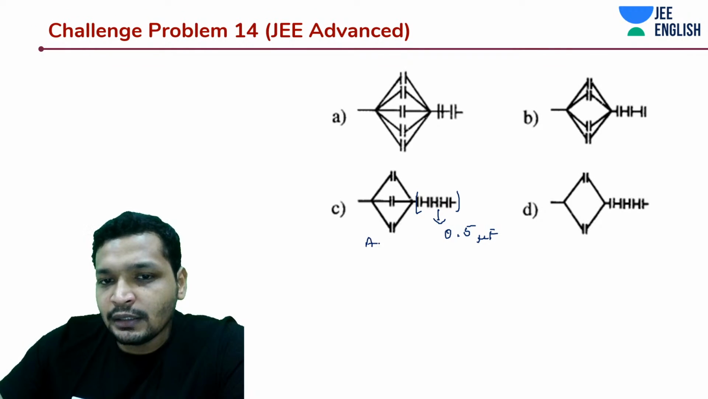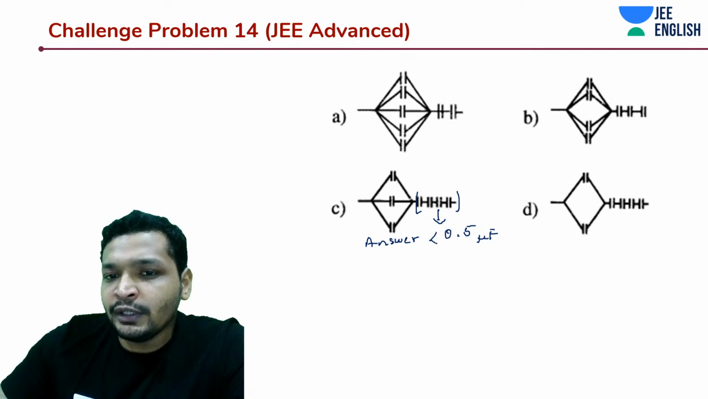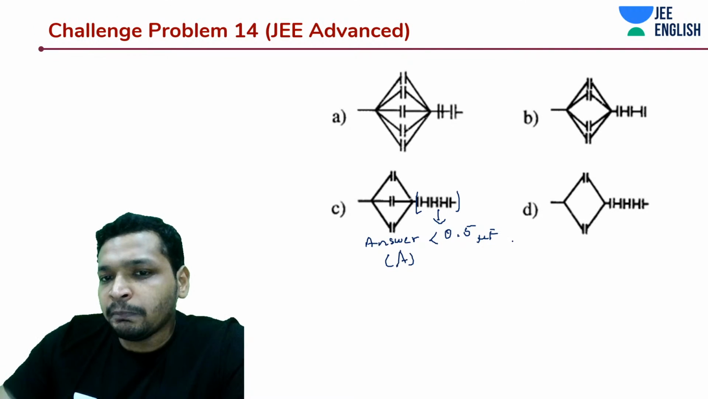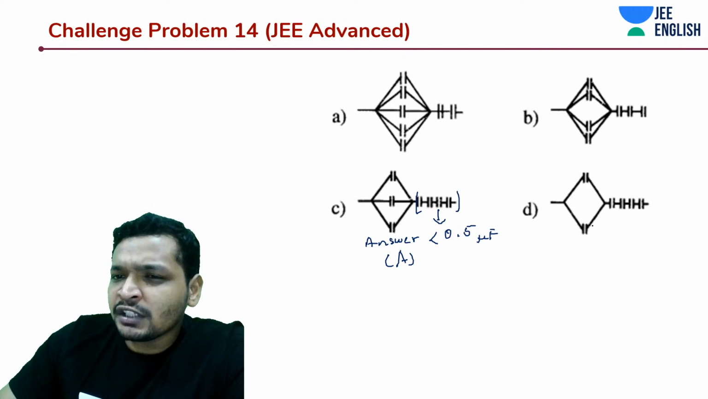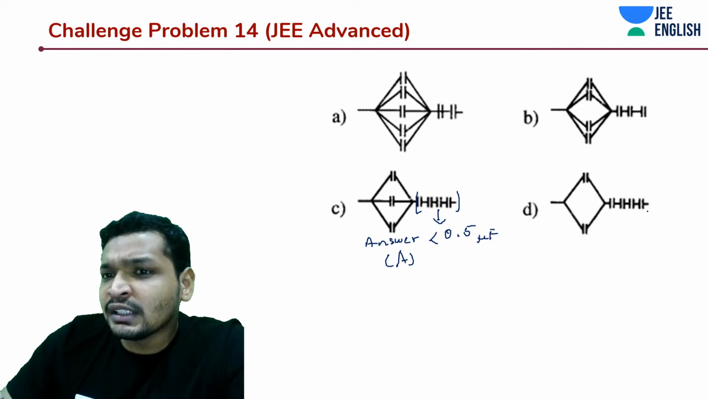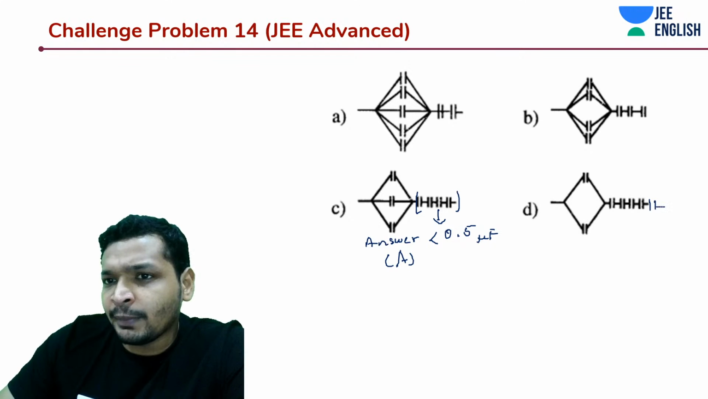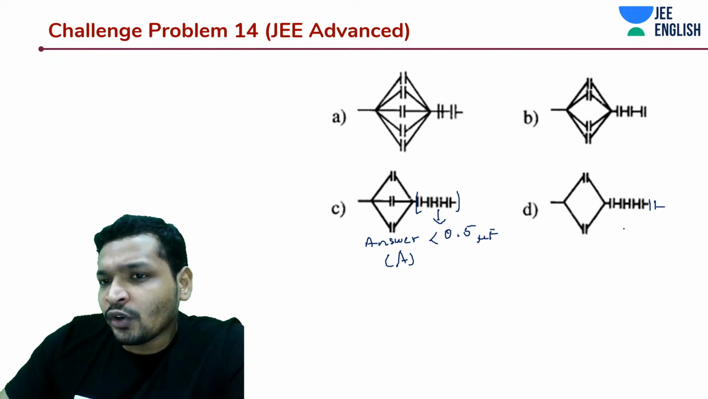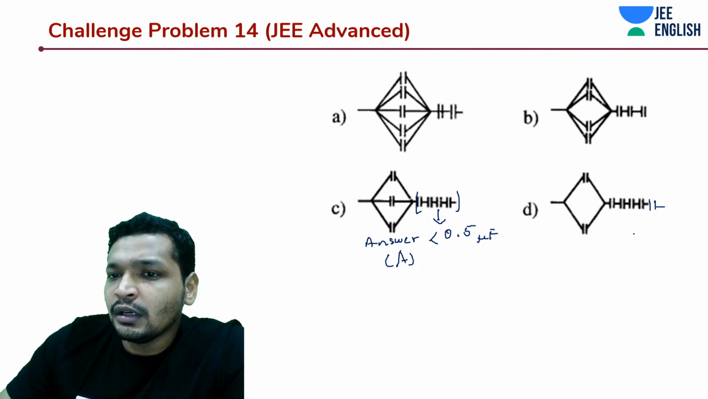Just try to understand this point. I'm just going to write down this as A from now. It's going to be less than 0.5 microfarads. Just a fast way of doing it. And how about this? Even this is not possible. Actually, there should have been one more capacitor. Even this is not possible. 5 capacitors are in series, it should be less than 2 by 5.